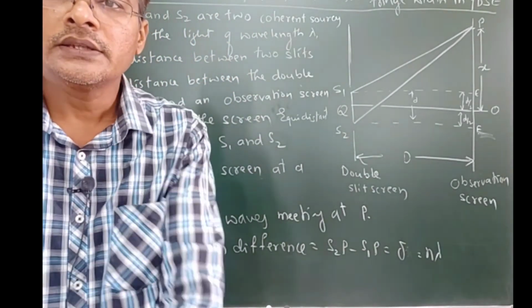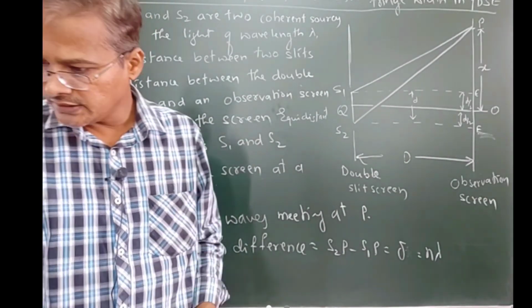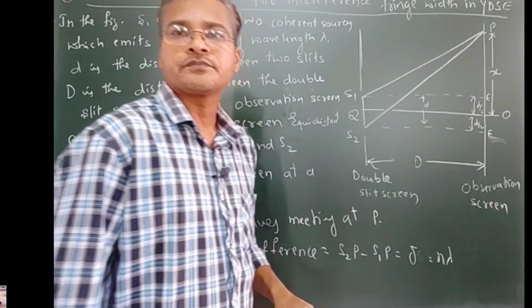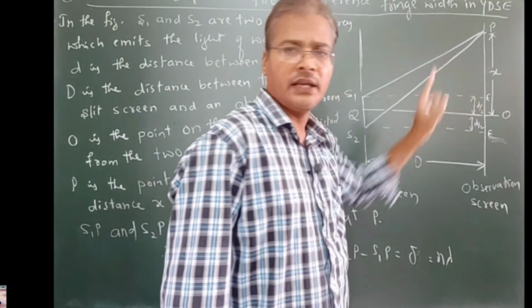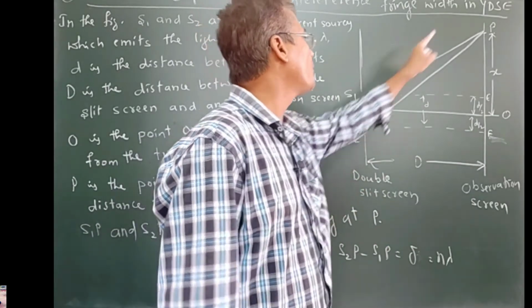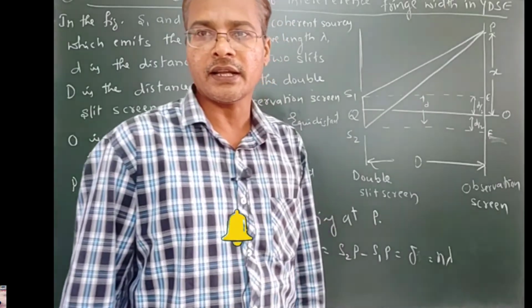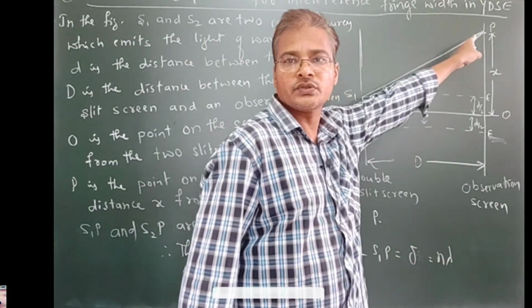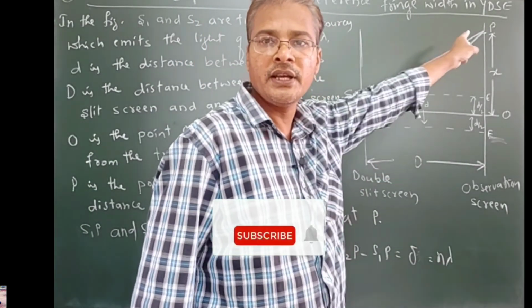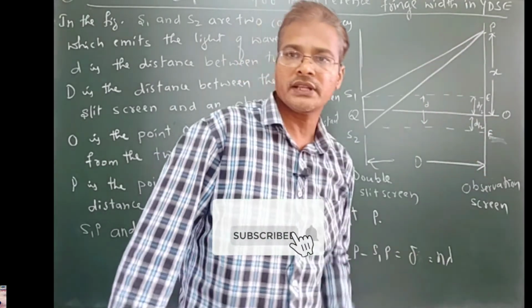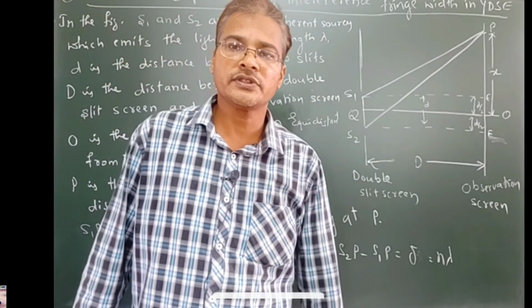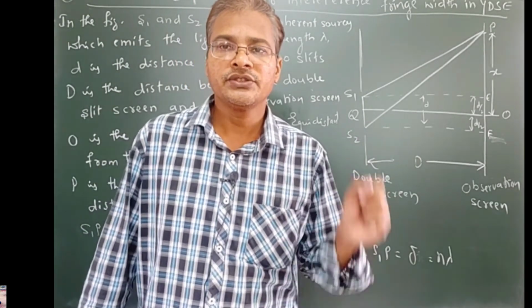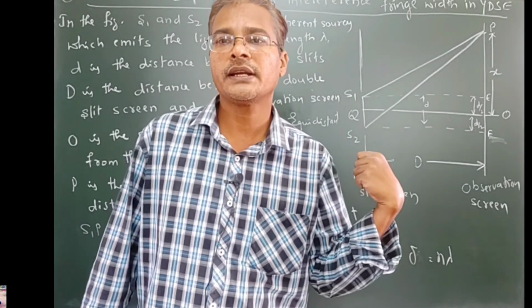Now we are selecting just two triangles: S1PE is one triangle, and S2PF is another. Considering these two triangles, S1P is the hypotenuse and S2P is also a hypotenuse. As we know from the Pythagoras theorem, hypotenuse squared equals opposite squared plus adjacent squared. Using that, we are going to elaborate the equation.